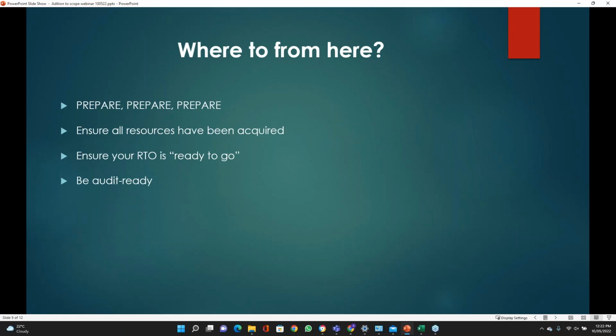So where to from here? Before you go and do an addition to scope, prepare. Make sure that you've got all your learning resources ready. Make sure you've got your assessment tools. Make sure that your assessment tools have been quality assured. Make sure that you've even validated them to make sure that there are no gaps.